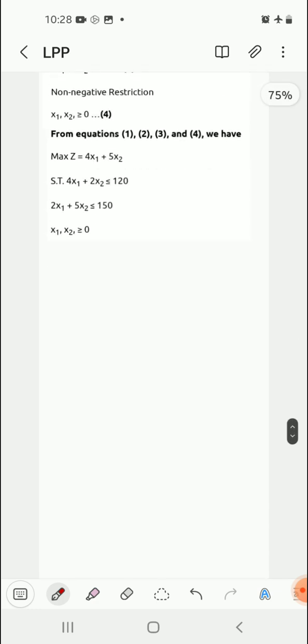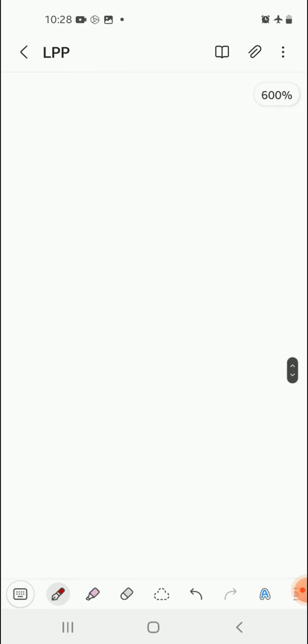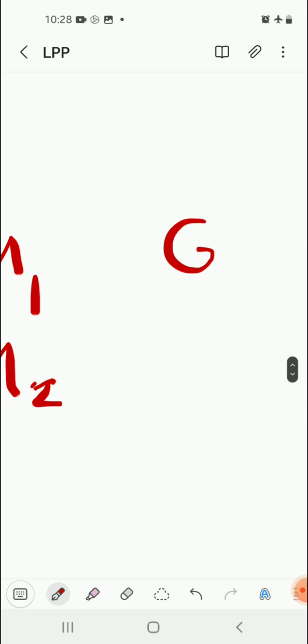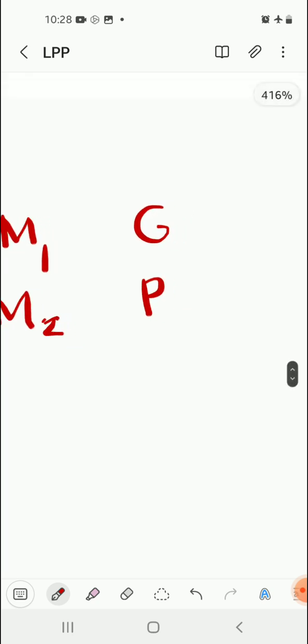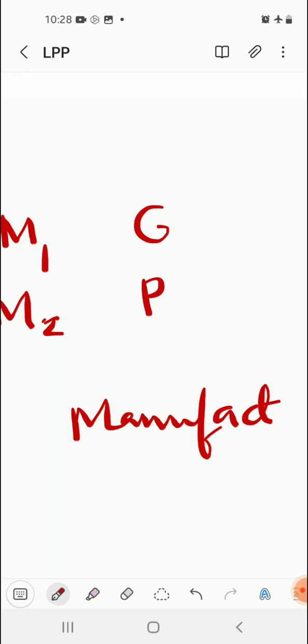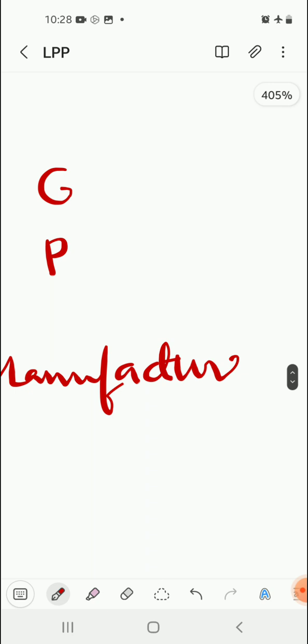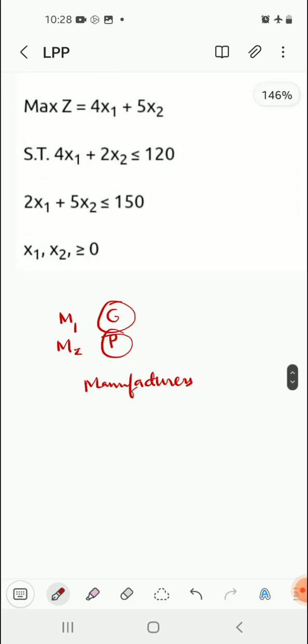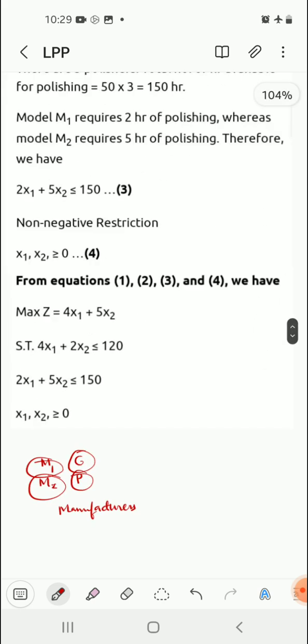Basically, what it means is we have got two kinds of models, M1 and M2, and both of them use a combination of grinding as well as polishing. The manufacturer has certain numbers of grinders and polishers. So, in what order or how much should the manufacturer use the grinders and the polishers for production of M1 and M2 so that he makes the maximum profit?